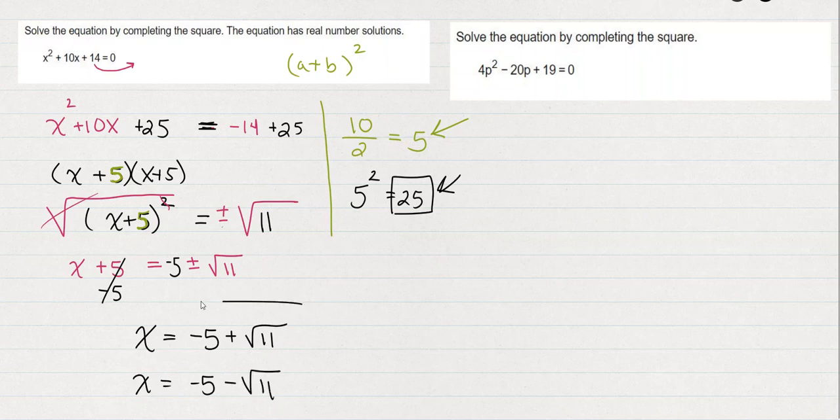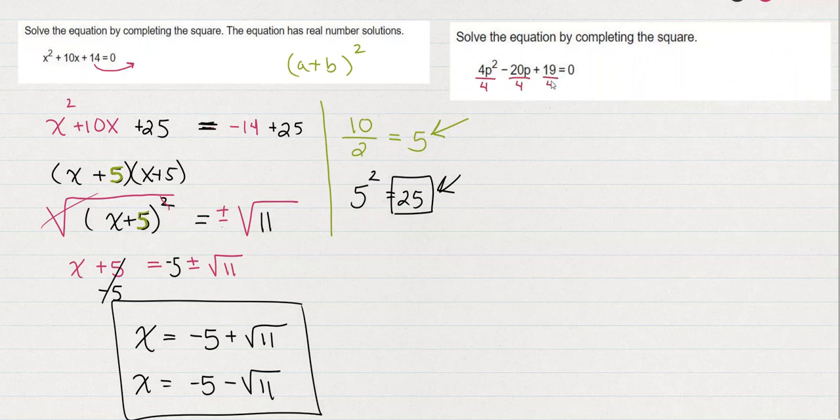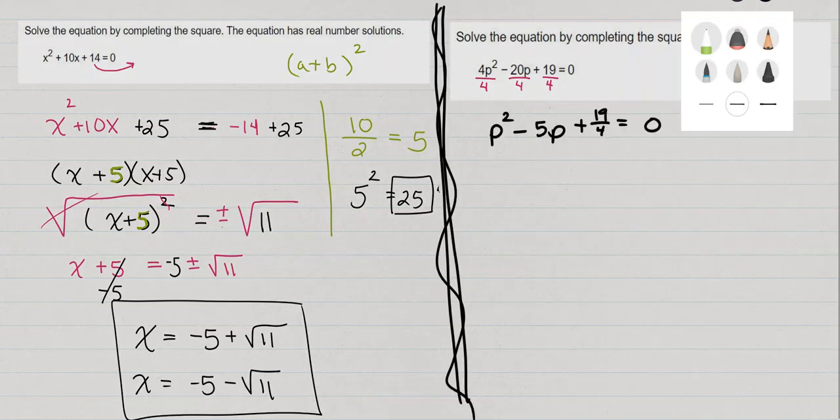Could we try one more example together? This next example isn't quite as easy because it does have an extra step. To complete the square, we want to get rid of the coefficient of a p squared. So I'm going to have to divide everything through by 4 right from the start, which means I am going to get a fraction. Other than that, I'm just going to follow the same steps that I used in the first example.